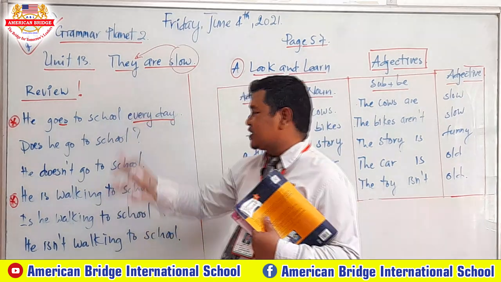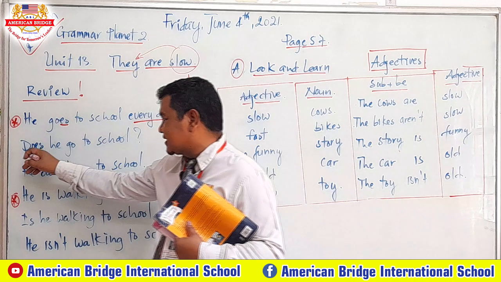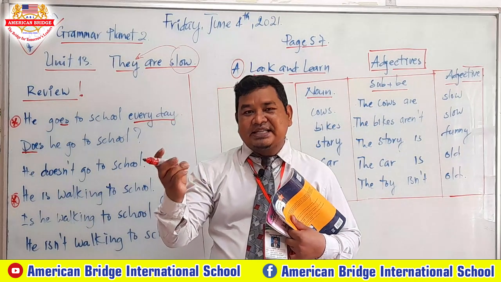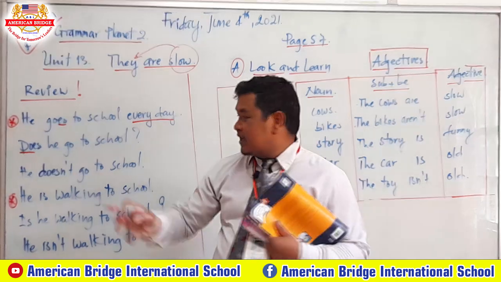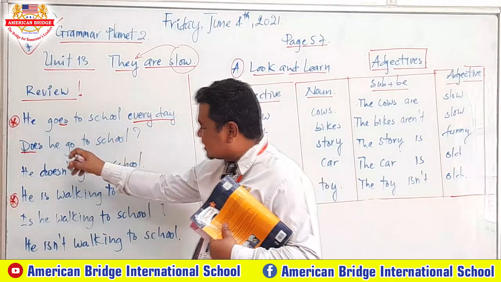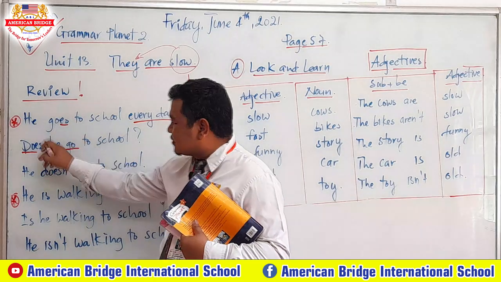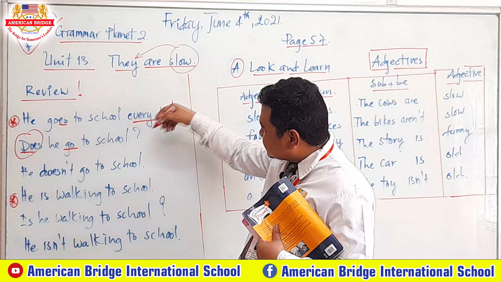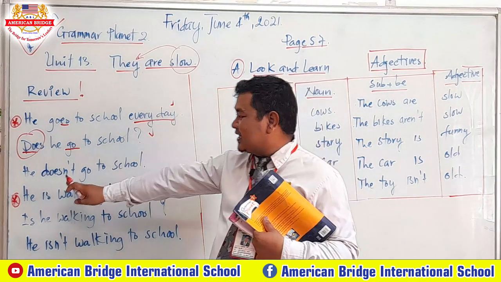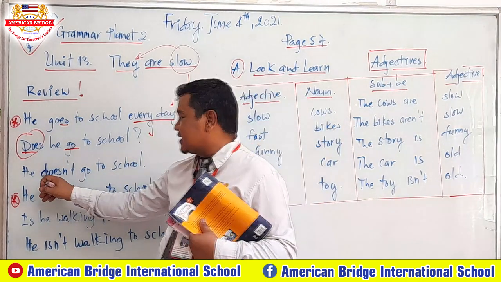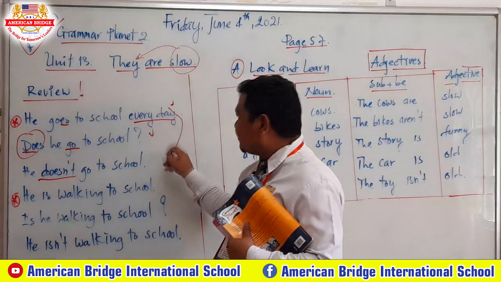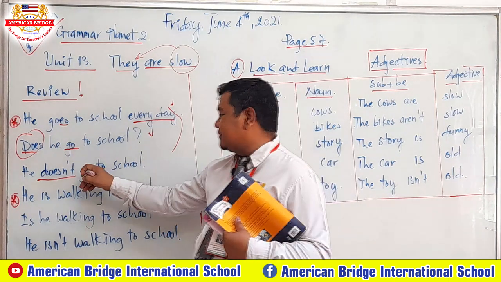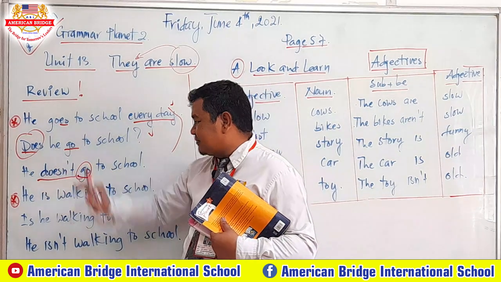But if you want to make this into a question, you have to use does, right? Does he go? For he, it, and she we use does, and for we, you, they we use do, right? Does he go to school? Can you see that it is "he go," no -es, because of the word does already. Another one is the negative sentence, "He doesn't go to school." This one is the negative sentence of present simple tense. He doesn't go to school, the same, go with no -es because of doesn't.